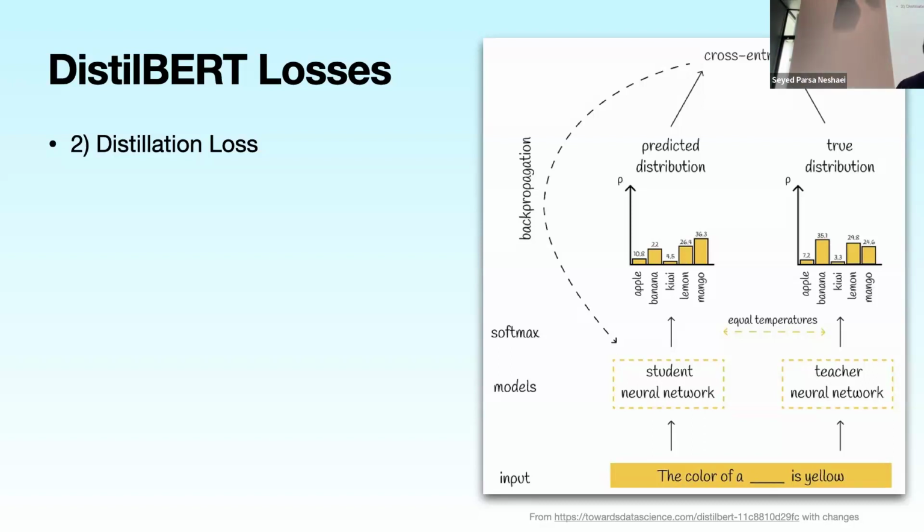So here, I will say again: the color of a gap is yellow. So here, the gap should be filled with banana. The teacher provides several examples: apple, banana, kiwi, lemon, mango. But as you see, lemon and mango are also okay, right? They're also yellow. So we want the student model not only to learn it should say banana, but to learn the whole distribution. So we also give the same sentence to the student, and here we see a different distribution.